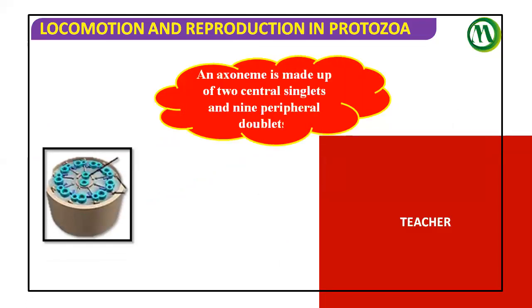An axoneme is made up of two central singlets and nine peripheral doublets. First of all, let me show you where I am and where I have to go. The best example we have taken from the beginning for flagellum is Euglena, so let me draw the Euglena for you. In Euglena there are two flagella, one longer flagellum and one shorter flagellum.